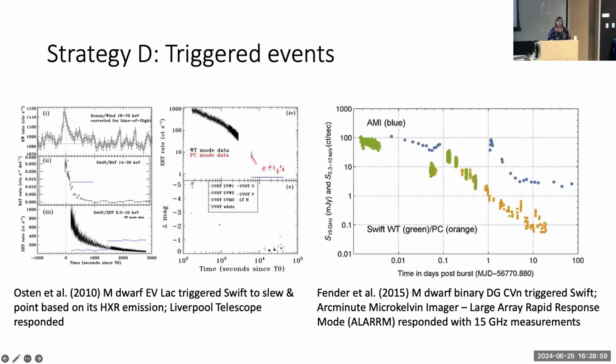Okay, and then finally, strategy D is to use triggered events. The SWIFT telescope was designed to study gamma ray bursts. It has seen large stellar flares in the solar neighborhood, and there's a whole network of ground-based telescopes that's set up to respond to these very interesting gamma ray bursts.